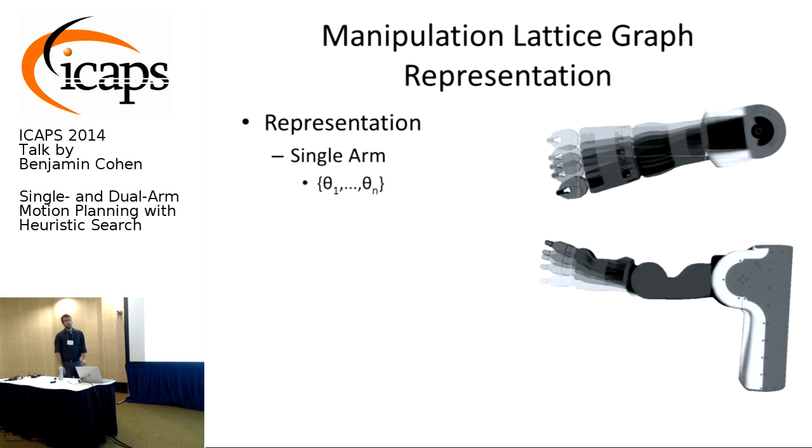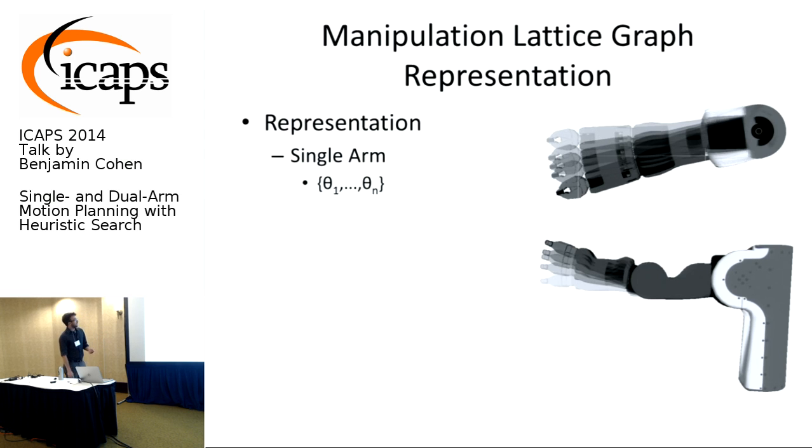First, the graph representation. We made what we call the manipulation lattice graph representation. A lattice is a discretization of the configuration space into a set of states, and each of our states represents a joint configuration of the robot arm. Here on the right, you see the robot arm of the PR2. It has 7 joints, so each state represents 7 joint positions.